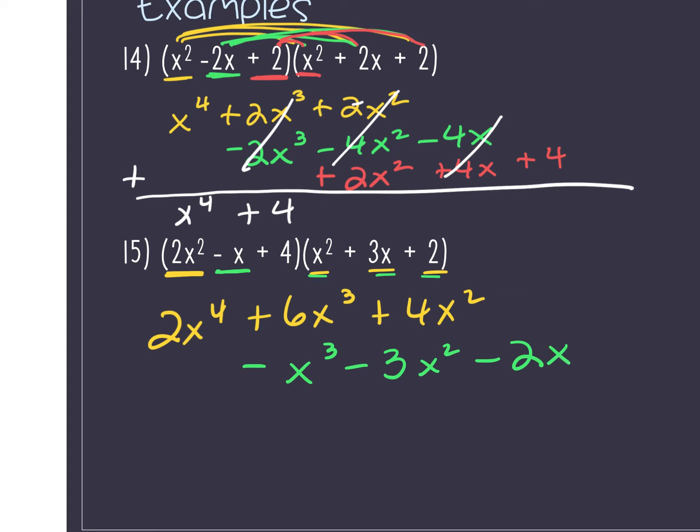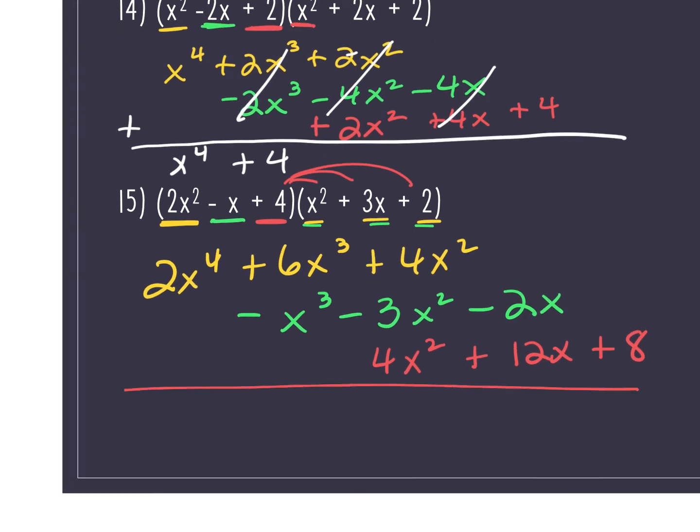And then lastly, I'm going to distribute the positive 4 to all three. So this will become positive 4x squared, positive 12x, and then positive 8. And now everything's lined up nice and pretty. Add them up. Nothing to add to the 2x to the fourth. Bring it straight down. I can assume a 1 here. 6x to the third minus 1x to the third is going to be positive 5x to the third.